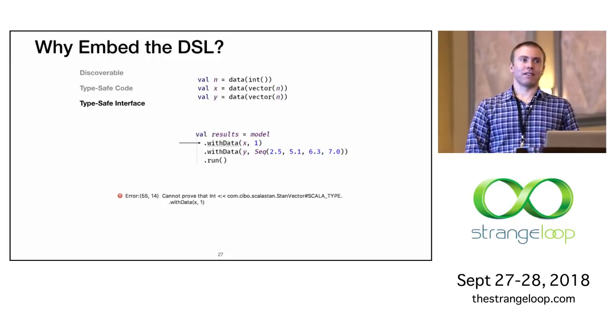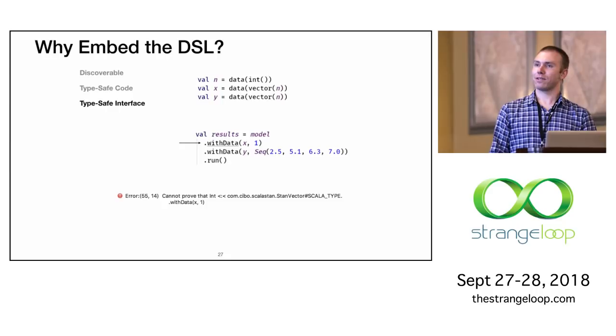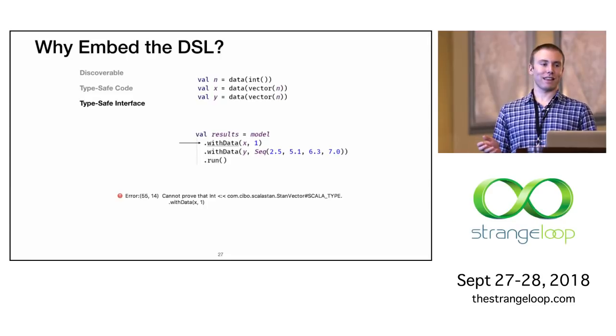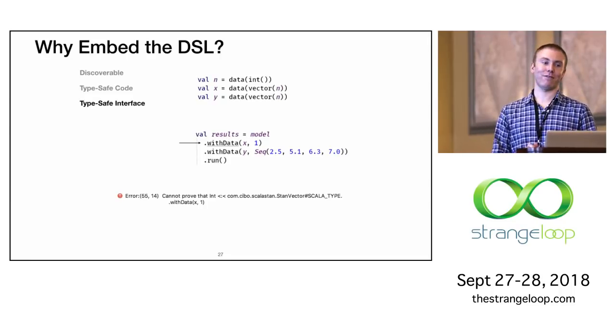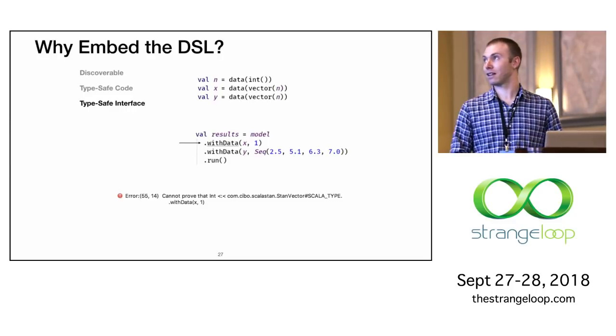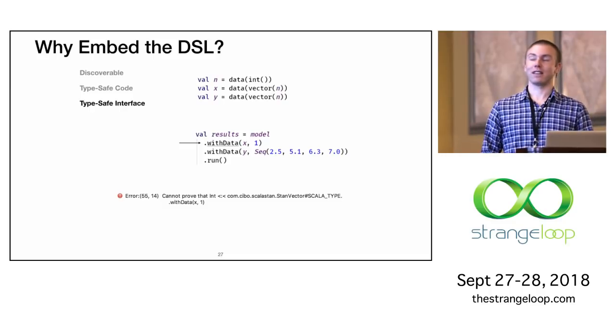The interface is type safe. So in the R world or Python world, you would have to say, oh, I have variable x and it's a vector. But what if you got the name x wrong? There's nothing preventing you from doing that. You could say variable z, and it doesn't even exist in the Stan program. But then it just fails at runtime.